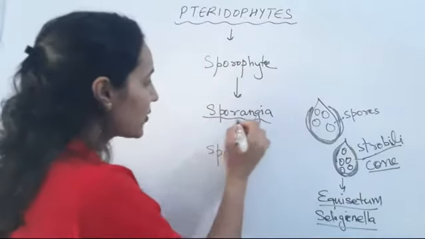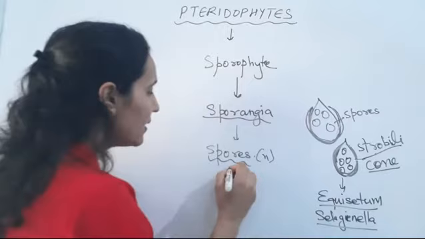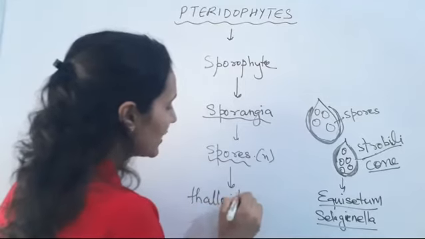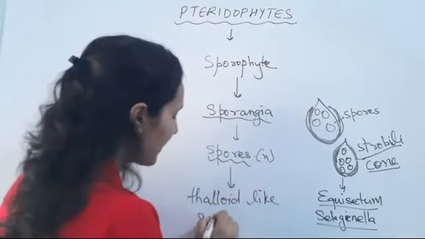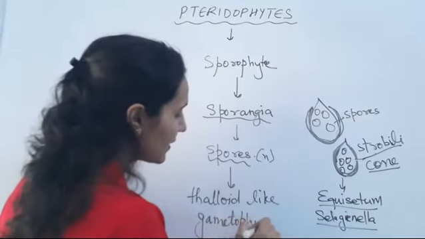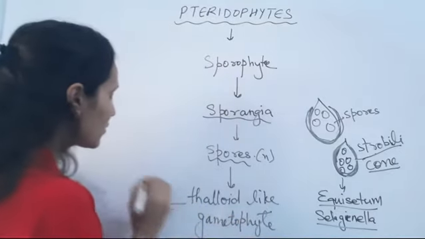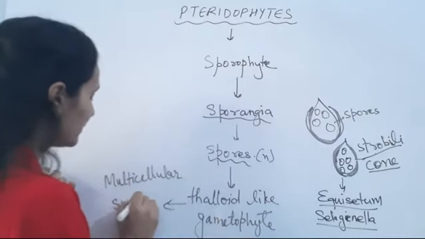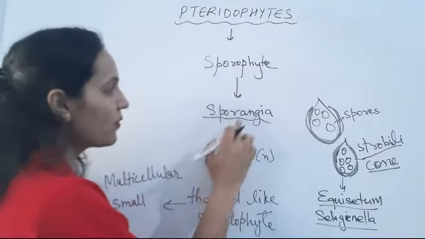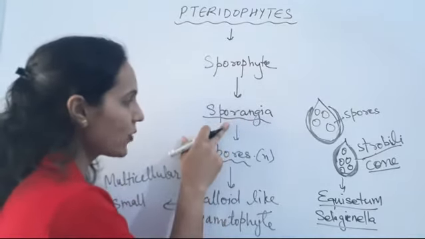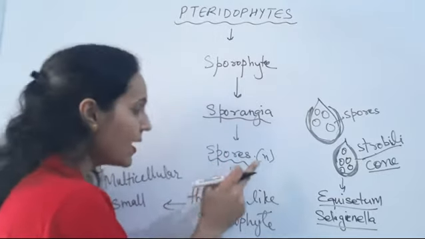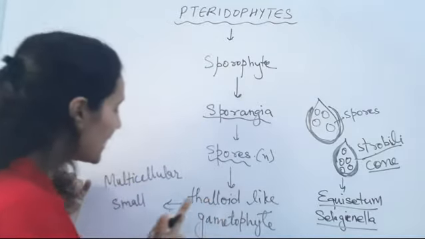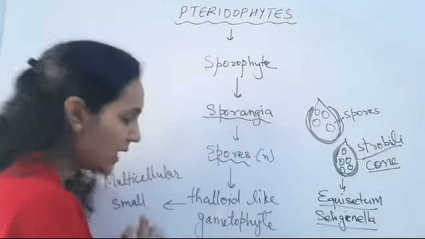Okay? So the next thing is that sporangia form the haploid spores. Clear? Which germinate to give a thalloid-like structure, that is the gametophyte. This thalloid-like structure is multicellular and small. Okay? So the sporophyte has sporangia, which form spores that are haploid in nature, and then they germinate to form the thalloid-like structure, which is known as gametophyte. This gametophyte is multicellular and small in nature.